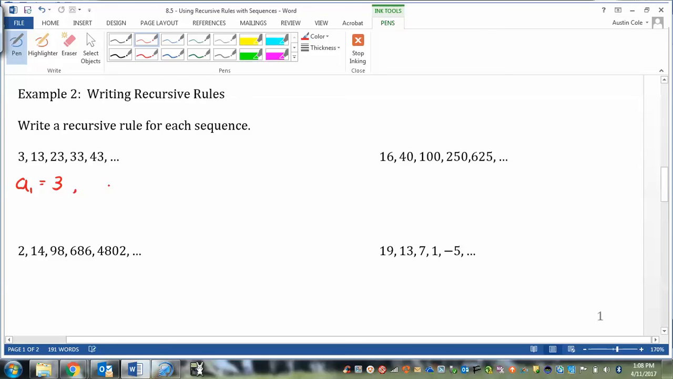Okay, now a sub n, what do we say our rule is? Yeah, it's plus 10, so it's going to be a sub n minus 1 plus 10. A sub n, whatever term we want in this series or sequence, is going to be the one before it plus 10. And that's it. Don't forget to identify what a sub 1 is. Questions there?